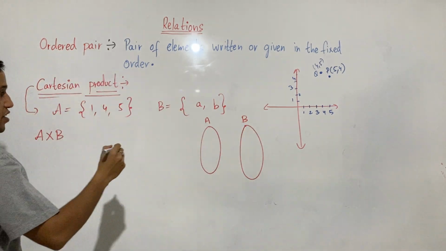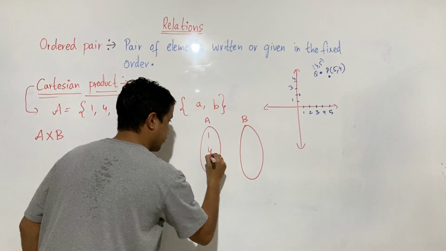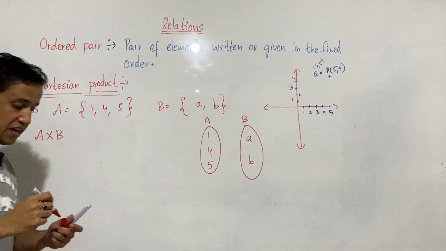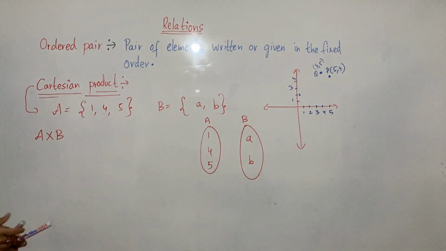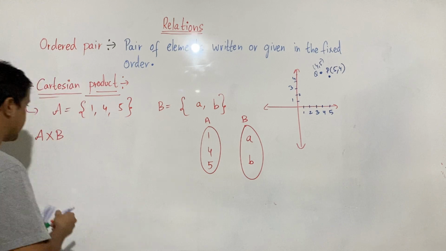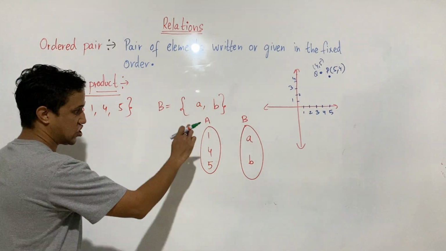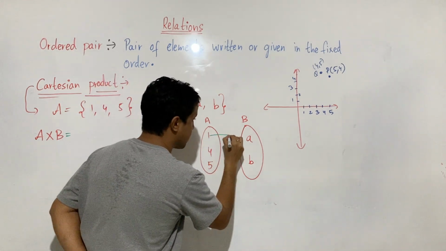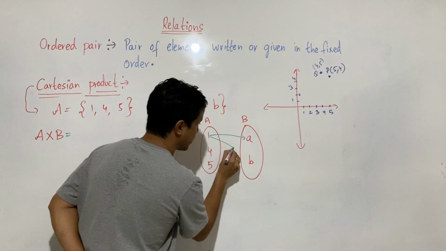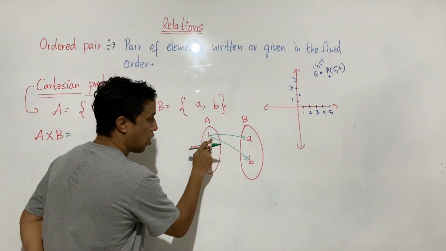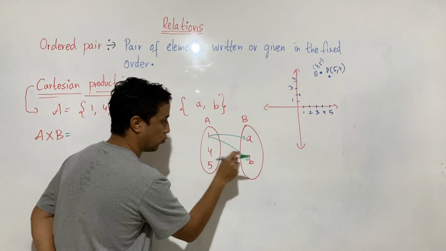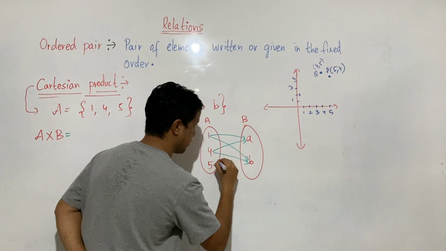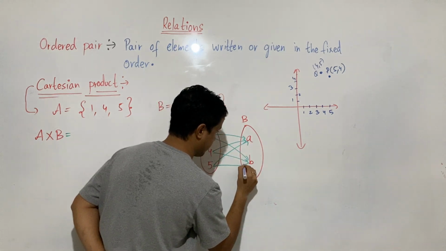Okay, so here I have elements 1, 4, 5, and in this set I have elements A, B. If I have to find the Cartesian product A × B, then I have to pair every element of this set with every element of the other set. So here I have to pair 1 with A, 1 with B, then the same goes for 4, and then the same goes for 5.